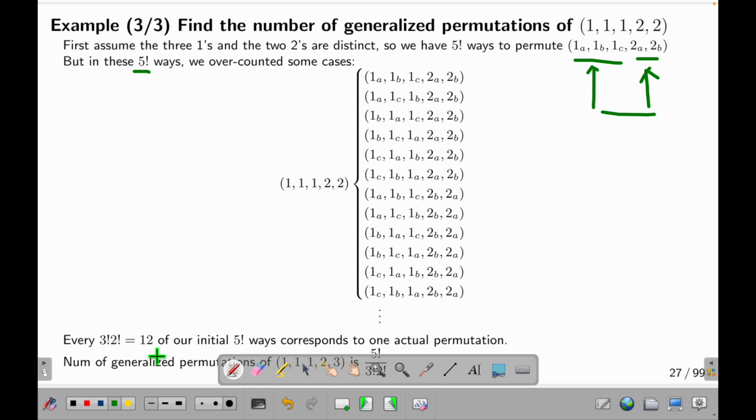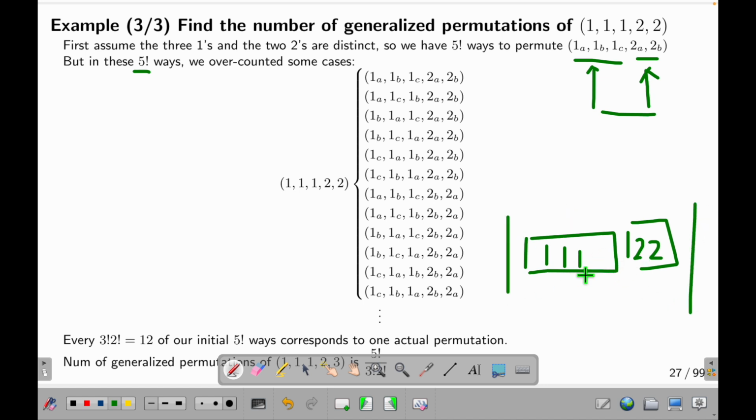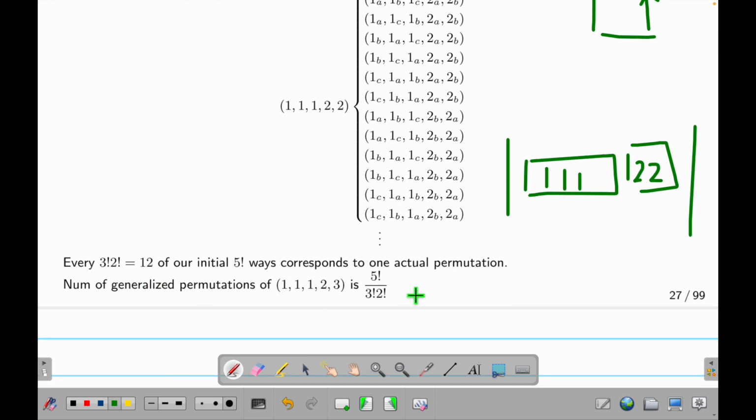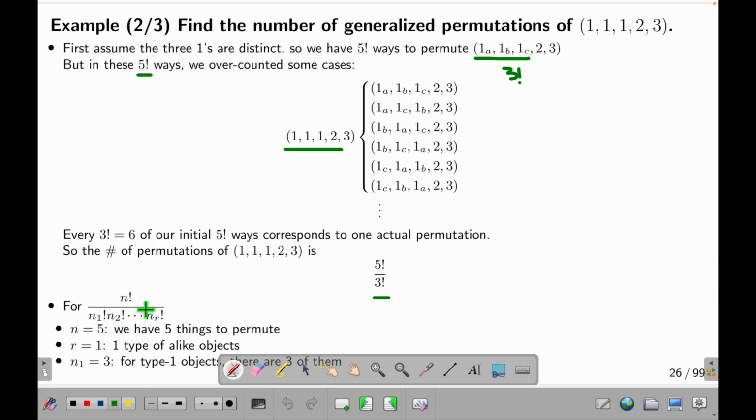How many? These have 3, these have 2. Cartesian product, 12. You have a P set, and you have a Q set. The P set is this 3 ones. The Q set, you have 2 twos. So what is the cardinality here? Remember, Cartesian product is the number of ways here times the number of ways here, which is 3 factorial and 2 factorial, so that's why it's 12. So that's why you have this. And in this particular case, it will be this formula. How many total objects? 5. How many type 1 repeated objects? 3. How many type 2 repeated objects? 2. So you have this thing.